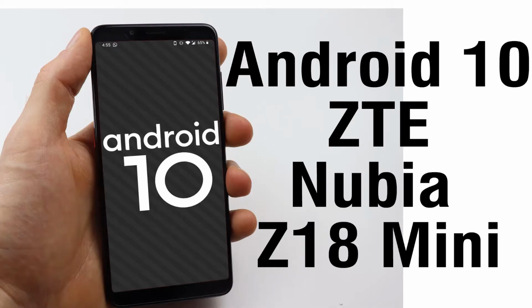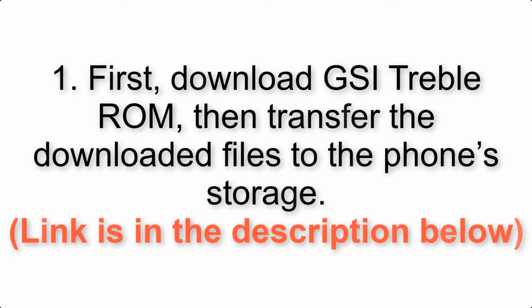Install Android 10 on ZTE Nubia Z18 Mini via AOSP GSI Treble ROM. Please check the description for important notes and all the download links. First, download the ROM and GApps packages, then transfer the downloaded files to the phone storage. The link is in the description below.